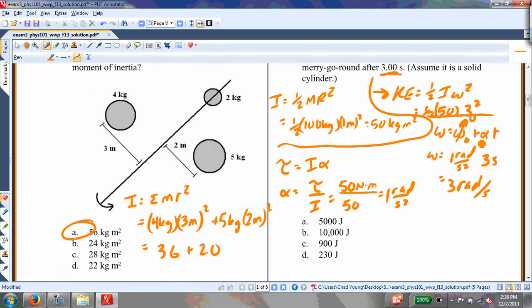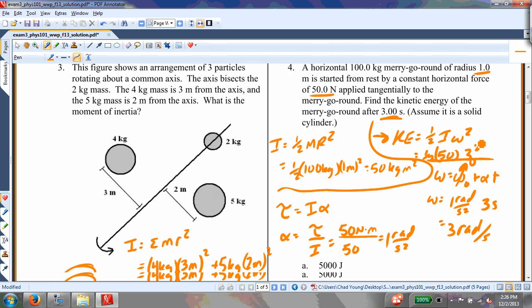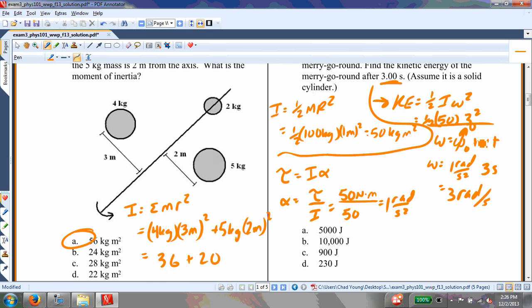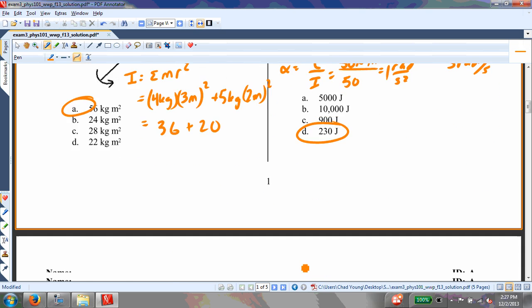25 times 9. 25 times 9 is, well, it's going to be 230. Yeah. Right? Let me just double check that. Yeah, 225 or 230. All right.